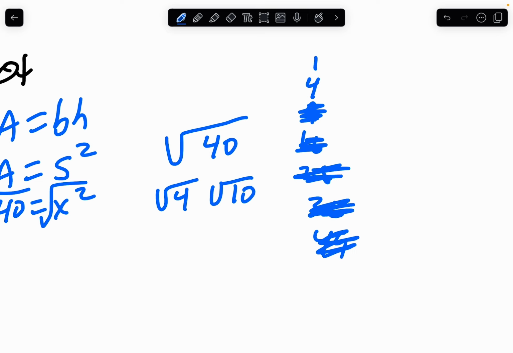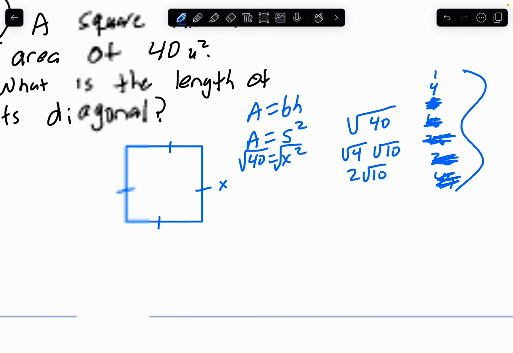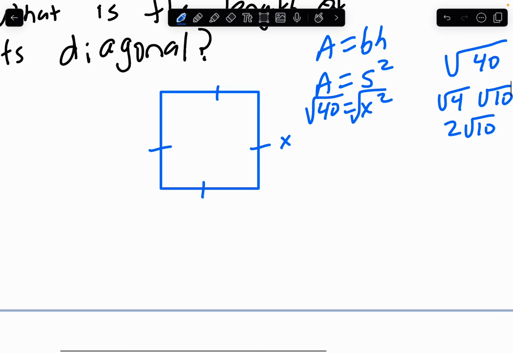Why do we do that? What is the square root of 4? It is whole number 2. That's why we only care about perfect squares. Don't just pull out any factors, pull out perfect square factors, guys. Because perfect squares, when you take the square root of them, become whole numbers. So that means the square root of 40 is 2 root 10. So that means that each side is 2 root 10.